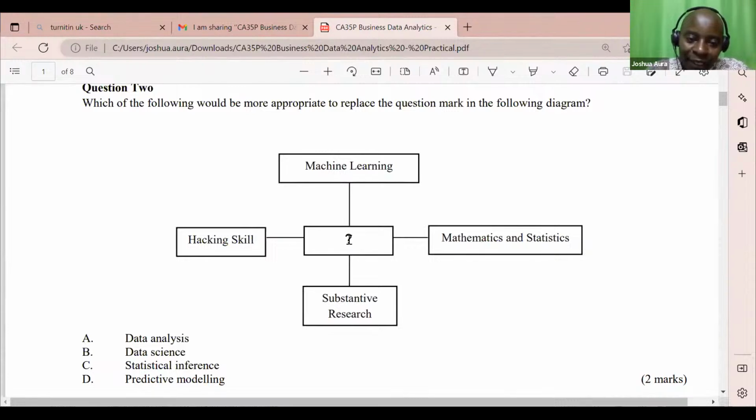Is that a description of data analysis? Is it a description of data science? Is it statistical inference, which is about statistics? So C, I'll eliminate C. Predictive modeling, this one here, I can't see it very well, but of course I'd also mentioned something to do with predict. So it can't be. So it is between A and B. So which one would you have chosen? Hey, you guys, or if you did this exam, which one did you choose yourself?